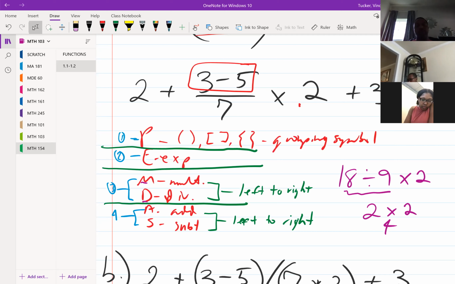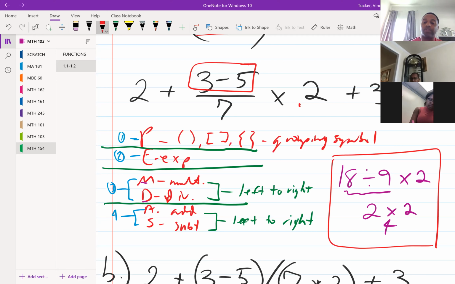And a lot of times where people make the mistake is that they give multiplication more precedence over division, and that is not the case. Multiplication and division are on the same level, just like addition and subtraction are on the same level, and you would just do them from left to right as you see them. So if I had something like 18 divided by 9 times 2, even though multiplication comes first in your PEMDAS, division comes first when I go from left to right.